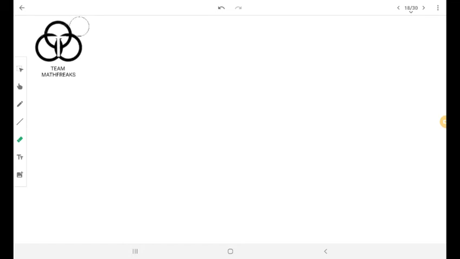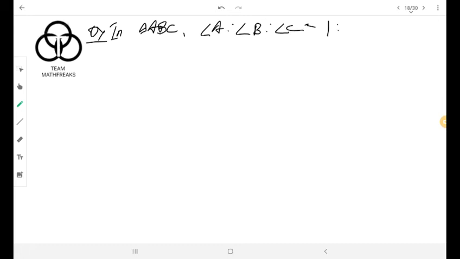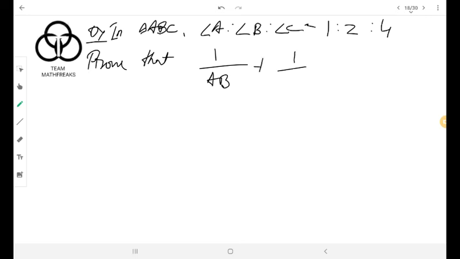In triangle ABC, angle A is to angle B is to angle C equals 1:2:4. Prove that 1/AB plus 1/AC equals 1/BC. No trigonometry. Purely construction based question.